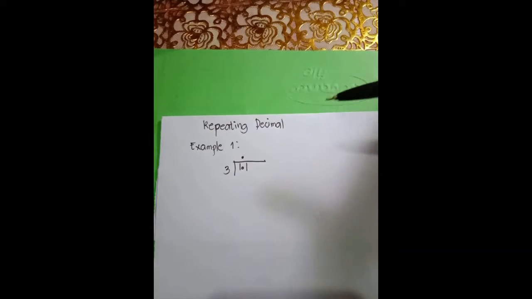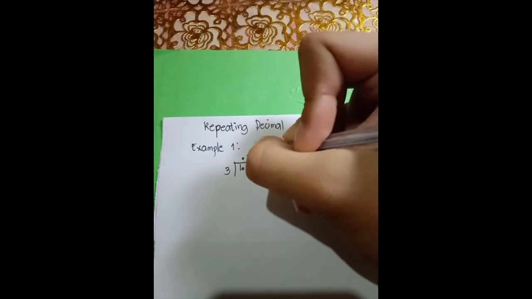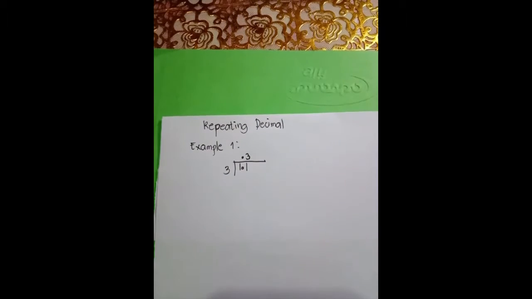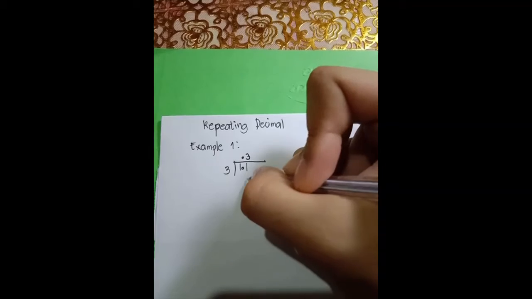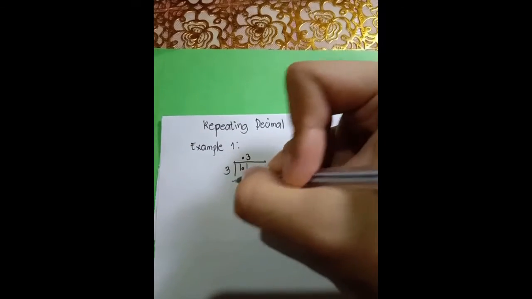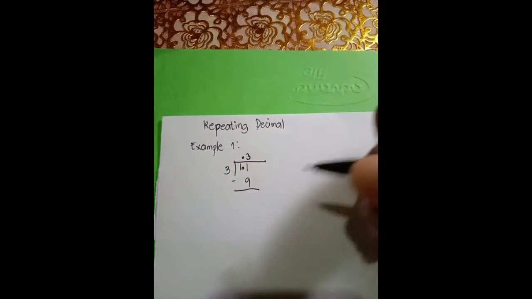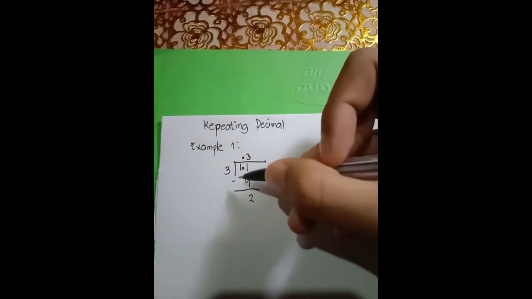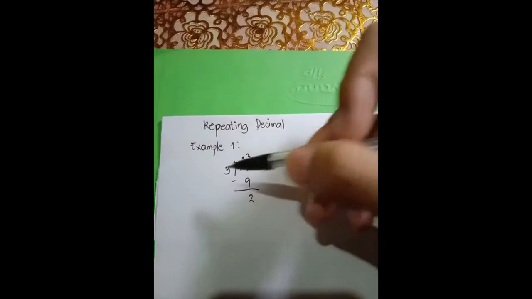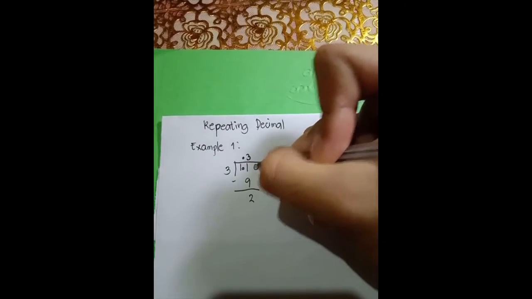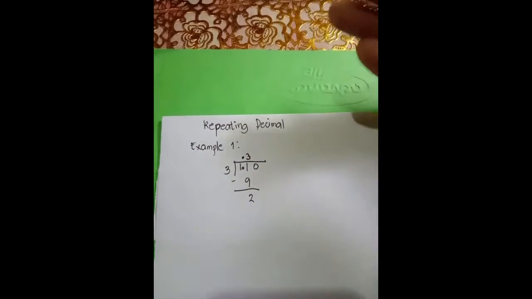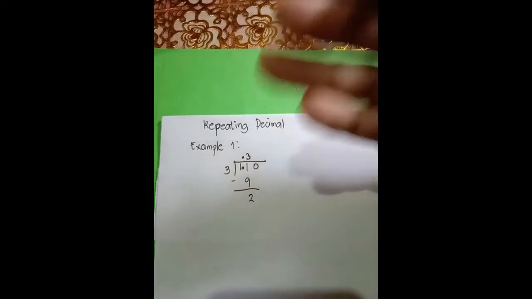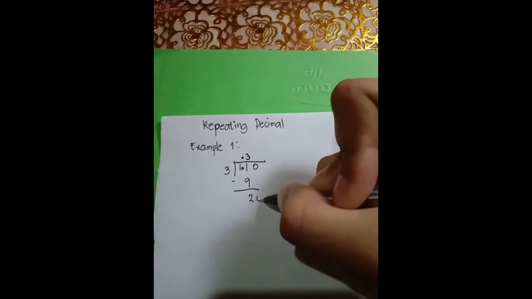1 divided by 3 cannot be done, therefore we use 2 digits here. So 11 divided by 3, we have here 3. Then 3 times 3, we have 9. And then subtract: 11 minus 9, we have 2. Since 2 divided by 3 cannot be done, we will add 0. This is the procedure or the rules when dividing decimals. And then we will bring down 0.